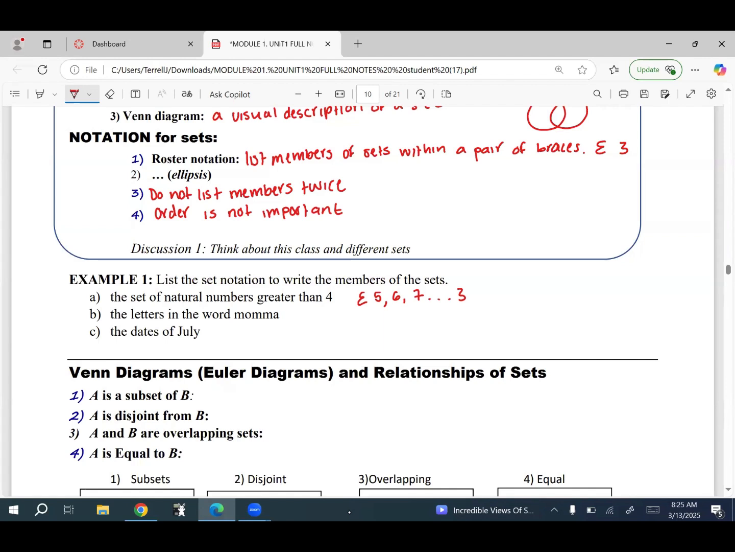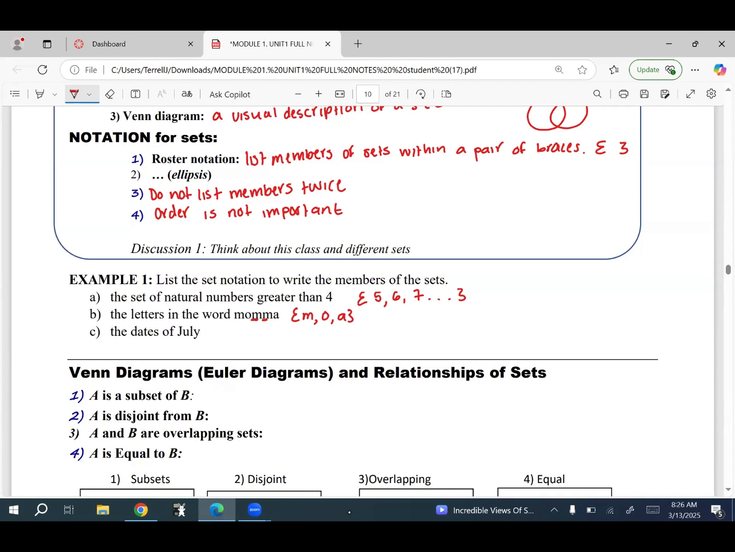The next one is the letters in the word mama. If I'm writing this in roster notation, I put my brace and then look at what letters there are. M, A, again putting commas. I'm not going to repeat this M or this M because I've already included it once. Remember, one of our points was we don't want to list members twice. So M, and then the next unique member is A, and that is it. I can close my brace.